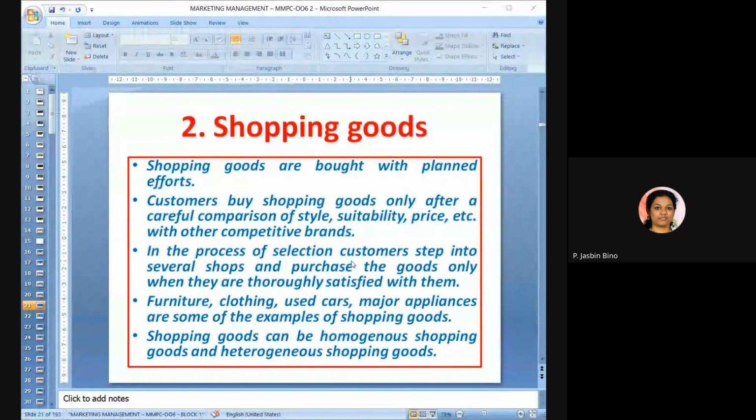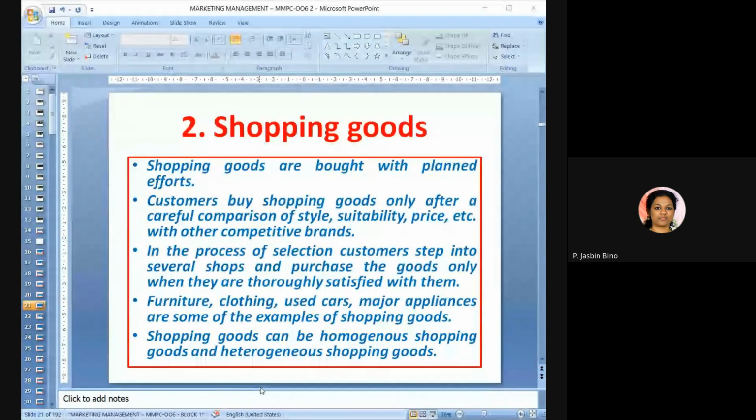Customers buy shopping goods only after a careful comparison of the style, the suitability, the price, and other aspects with all other competitive brands. In the process of selection, normally the customers step into several shops and purchase the goods only when they are thoroughly satisfied with them. Example: furniture, clothing, electronic appliances, etc.